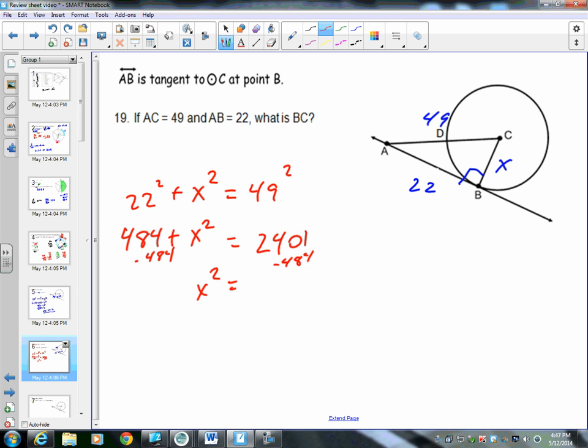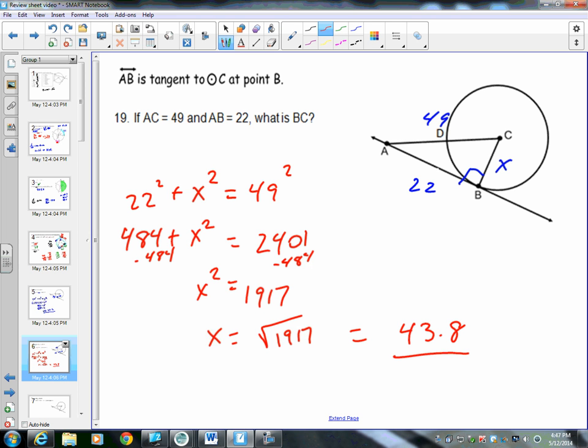So 2,401 minus 484 is 1917. To get rid of the squared, we take a square root. So x is equal to square root of 1917. And square root of 1917 is 43.8 if we round to the tenths place.